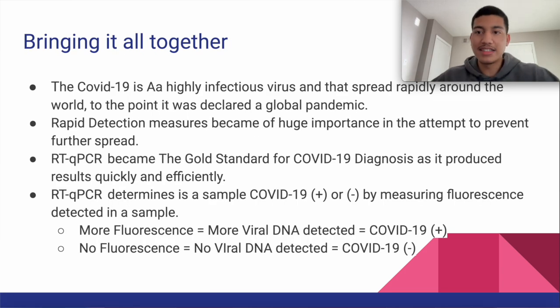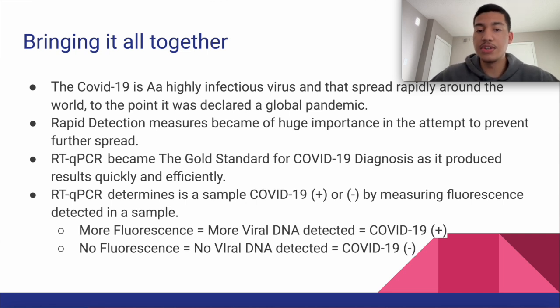So now, just to bring it all back together, COVID-19 is a highly infectious virus that spread rapidly around the world, as it was declared a global pandemic only months after the first recorded outbreak in late 2022. Due to the rate of speed, rapid detection measures became of huge importance because of the attempt to mitigate further spread of the COVID-19 virus. Now, this is when RT-qPCR eventually became the gold standard for COVID-19 diagnosis, as it produced results quickly and efficiently.